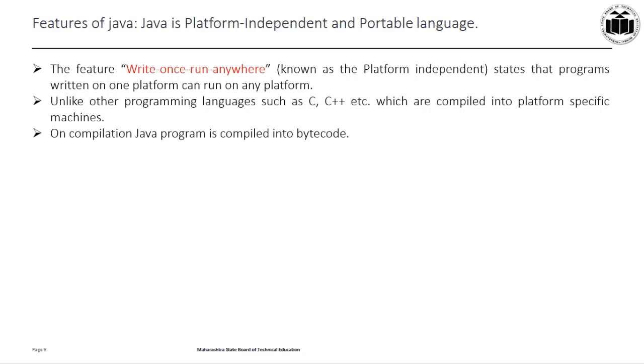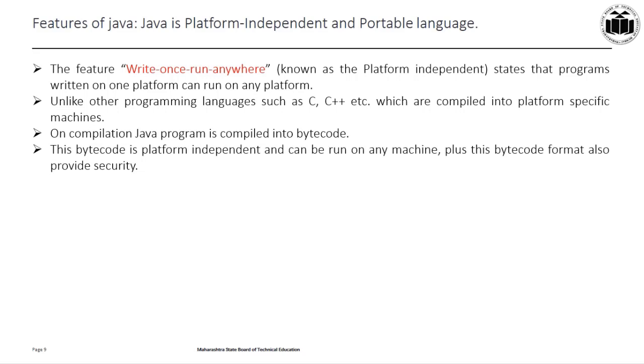Whenever a program is written in Java, the Java compiler compiles it first. The result of the Java compiler is the .class file, or you can say bytecode. The bytecode generated is a non-executable code and needs an interpreter to execute on a machine. This interpreter is the Java virtual machine and thus the bytecode is executed by the Java virtual machine. And finally the program runs to give the desired output. So this bytecode is platform independent and can be run on any machine, plus the bytecode format also provides security.